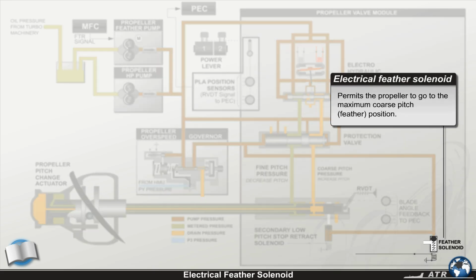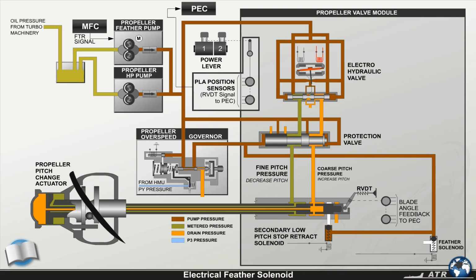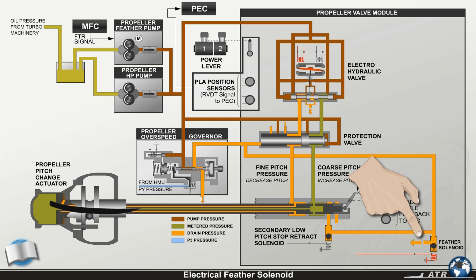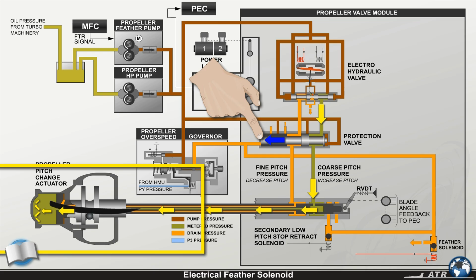The electrical feather solenoid permits the propeller to go to the maximum coarse pitch, feather position. It controls a drain from the large area side of the protection valve. Operation of the solenoid opens the drain, and pressure on the large area of the protection valve decreases to the minimum. Movement of the protection valve will then cause the propeller to feather.